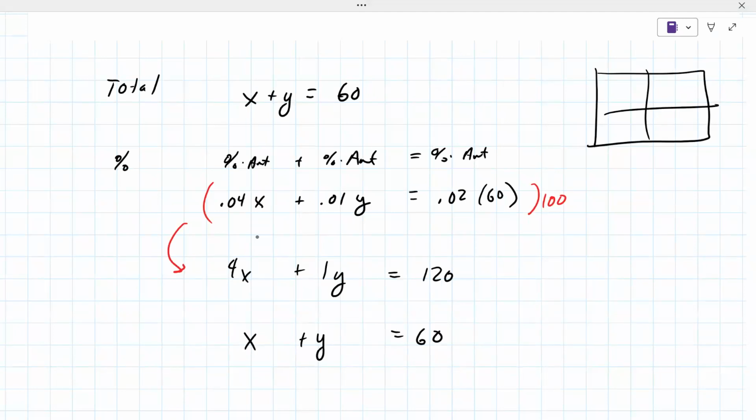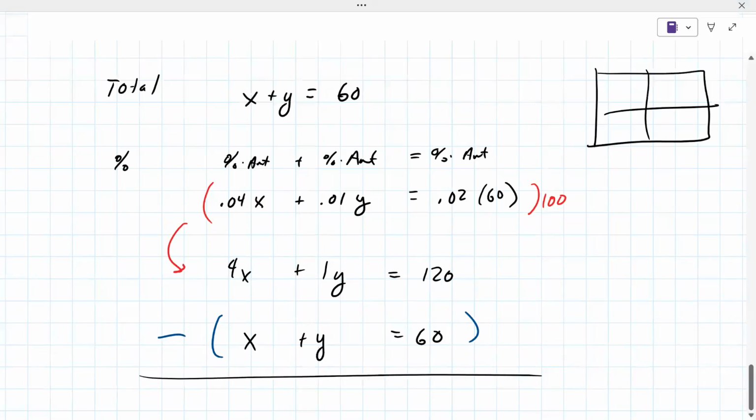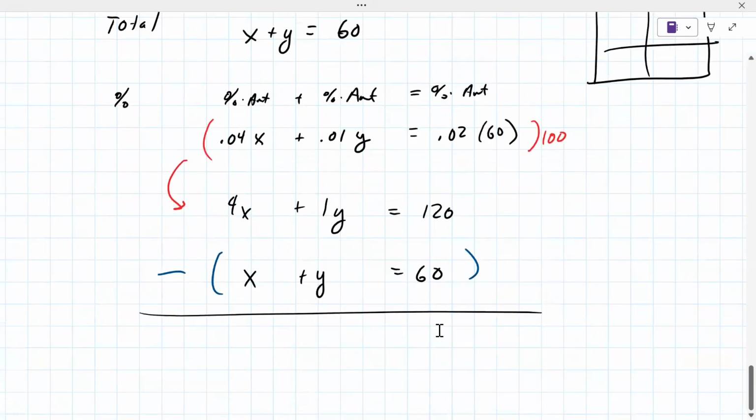So you could use substitution. You can also just straight subtract the equations, which I really like if you're comfortable with it. You're subtracting each one: 4x minus x, 1y minus y, 120 minus 60. Oh, I didn't know you could do that. It is in the playbook. So this ends up being x equals 20.